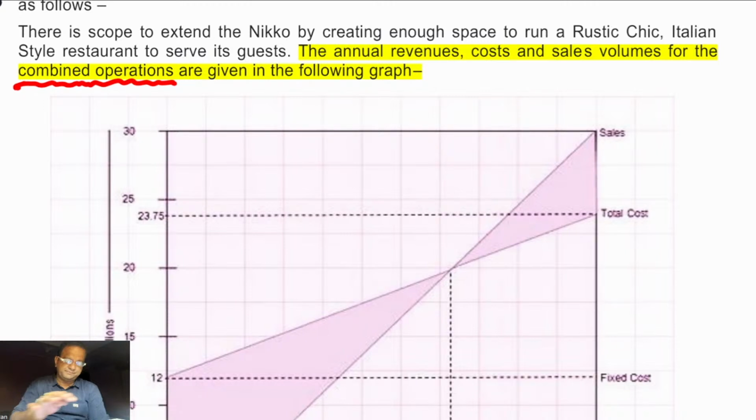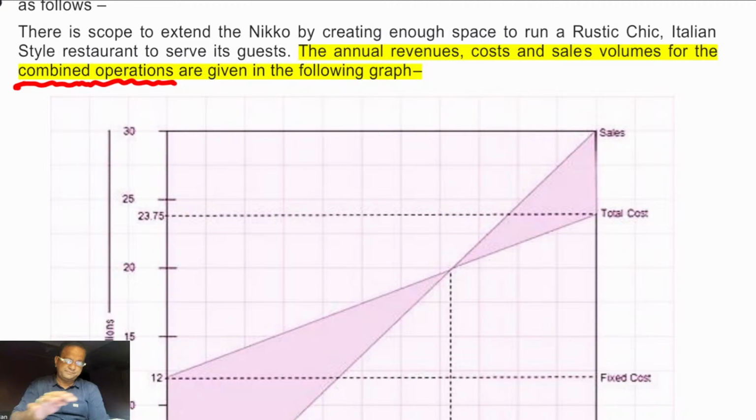So can you tell me, if I am opening a restaurant in my hotel that is providing accommodation, will my room occupancy increase or decrease if I open a restaurant also in my hotel accommodation? Very good, beta. I'm asking you a question. If I open that Italian restaurant, whether my room occupancy will improve or not? Yes or no? Okay, Jyoti, very good, beta. Definitely, my room occupancy will improve.